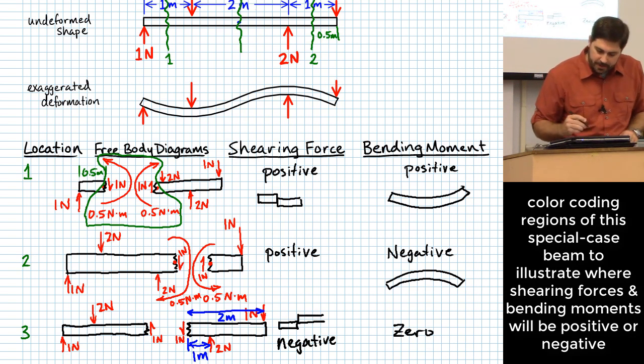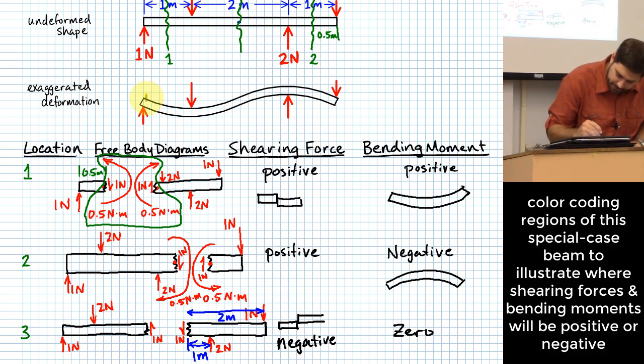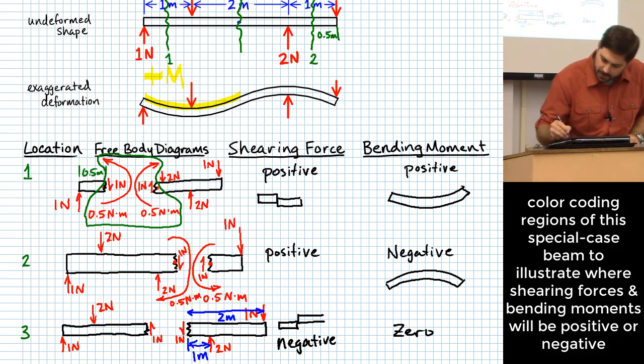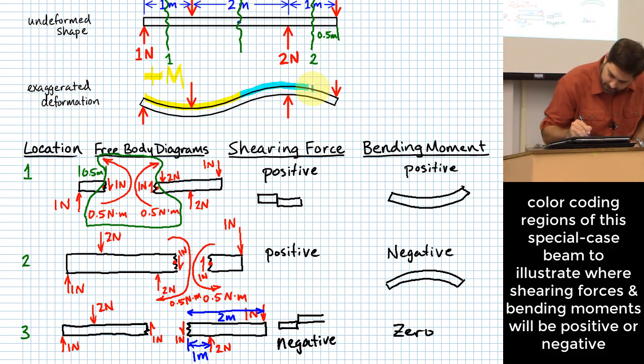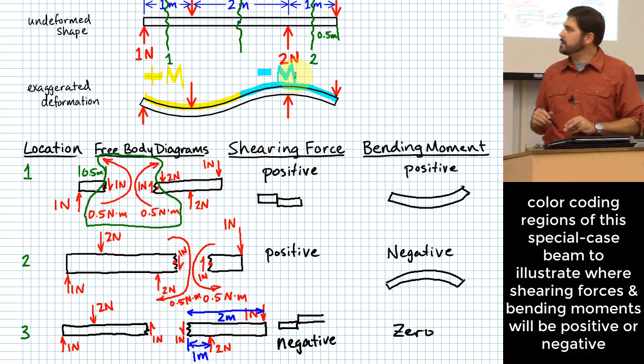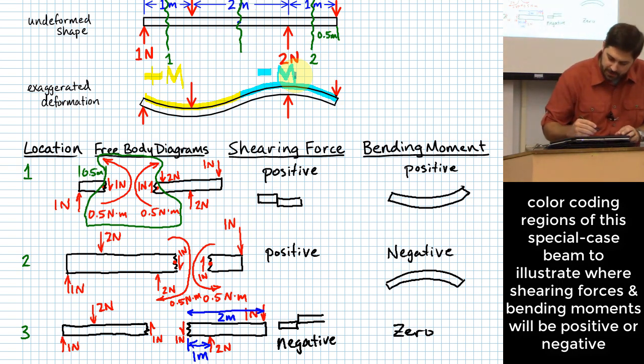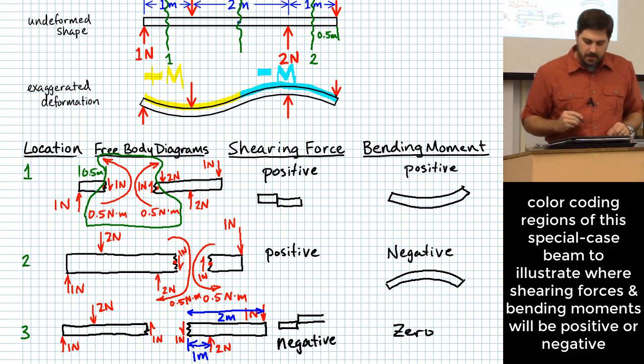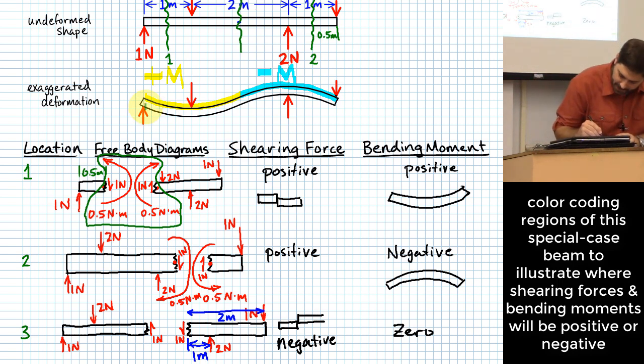Anywhere I put yellow is going to be a positive bending moment. Okay, so that's positive M. Anywhere I put this blue color, that's a negative bending moment. So I'm going to put minus for that bending moment. So that part's kind of easy to see. Now what about for my shearing force? We said at first that there was a positive shearing force, so I'm going to use green and say there's a positive shear.